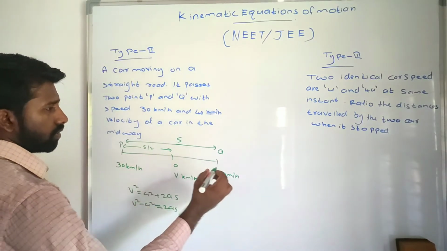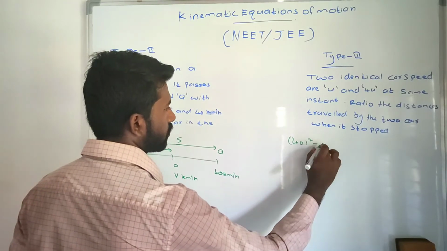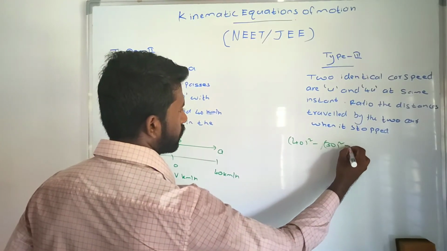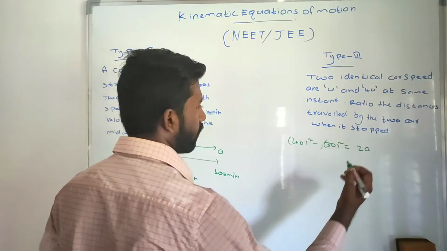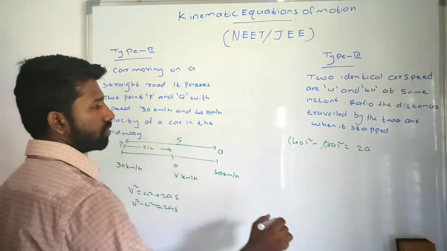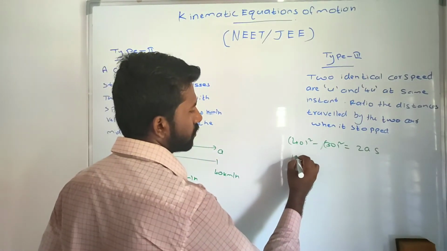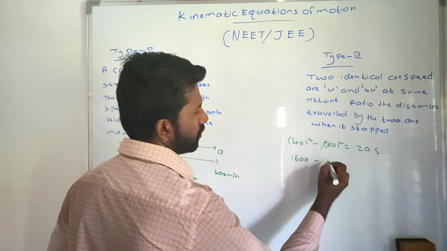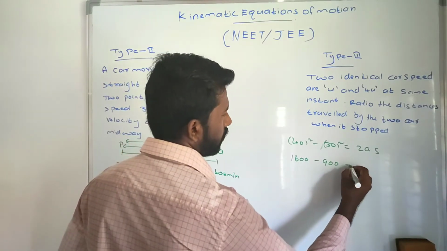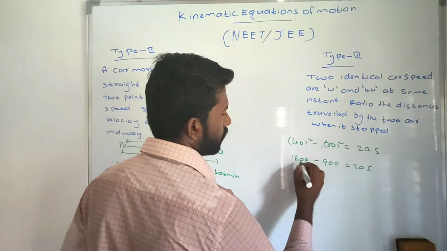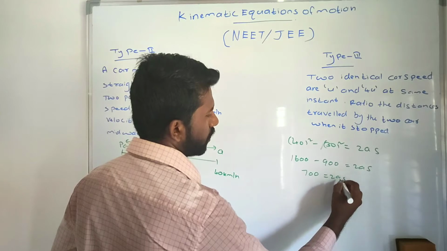V square is the final velocity, that is 40 square minus 30 square, the initial velocity, is equal to 2 into A into S. The value of A we don't know, and the distance is S. Okay, clear? What is 40 square? That is 1600 minus 30 square, which is 900, is equal to 2AS.